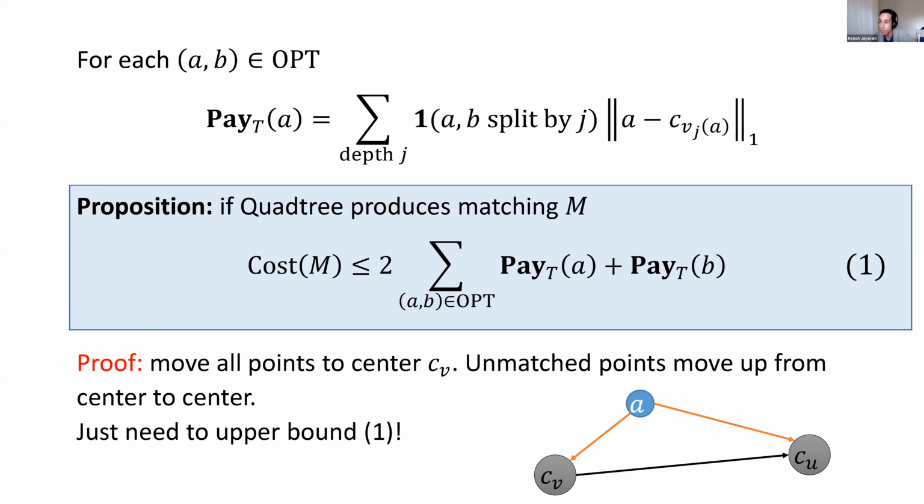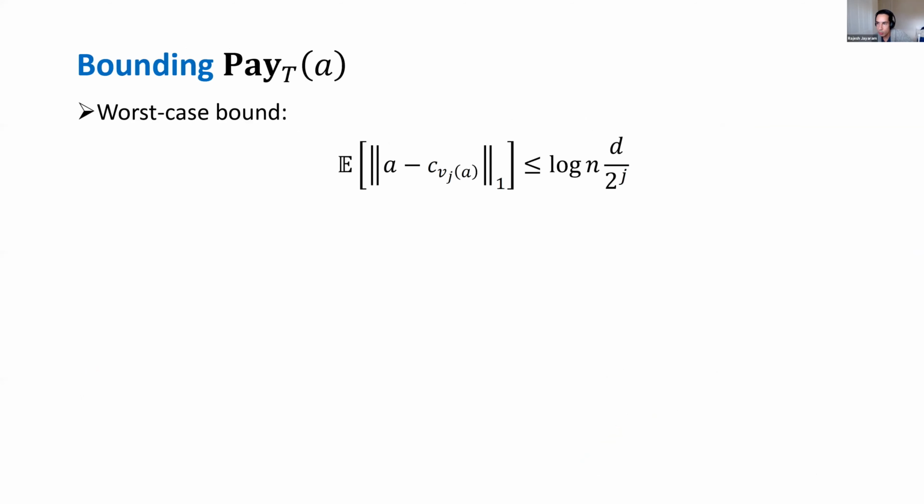We just need to show this is not too large compared to the Earth mover distance. So now here's my plan. I'm going to tell you how we could bound this with a first strategy, and we'll see how it recovers the worst case distortion from prior works, and then we'll see what the crucial new idea is. So what is this worst case bound?